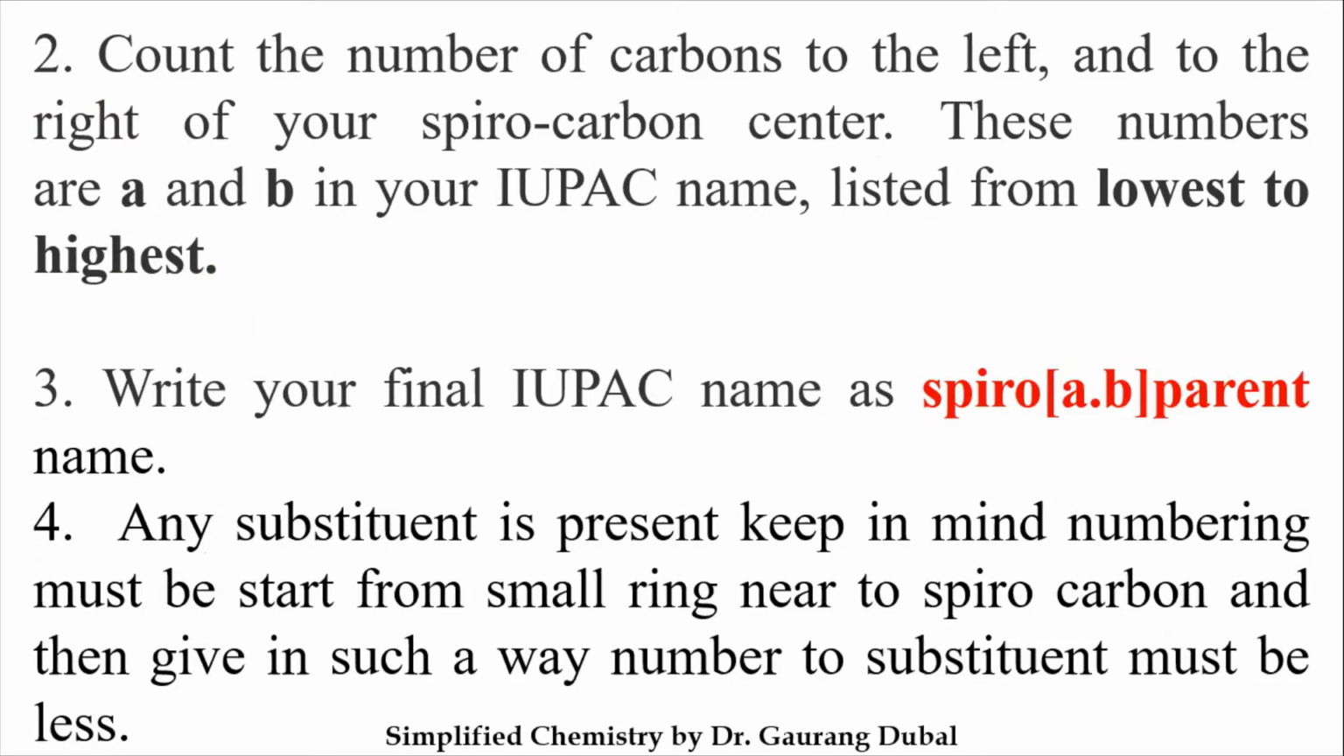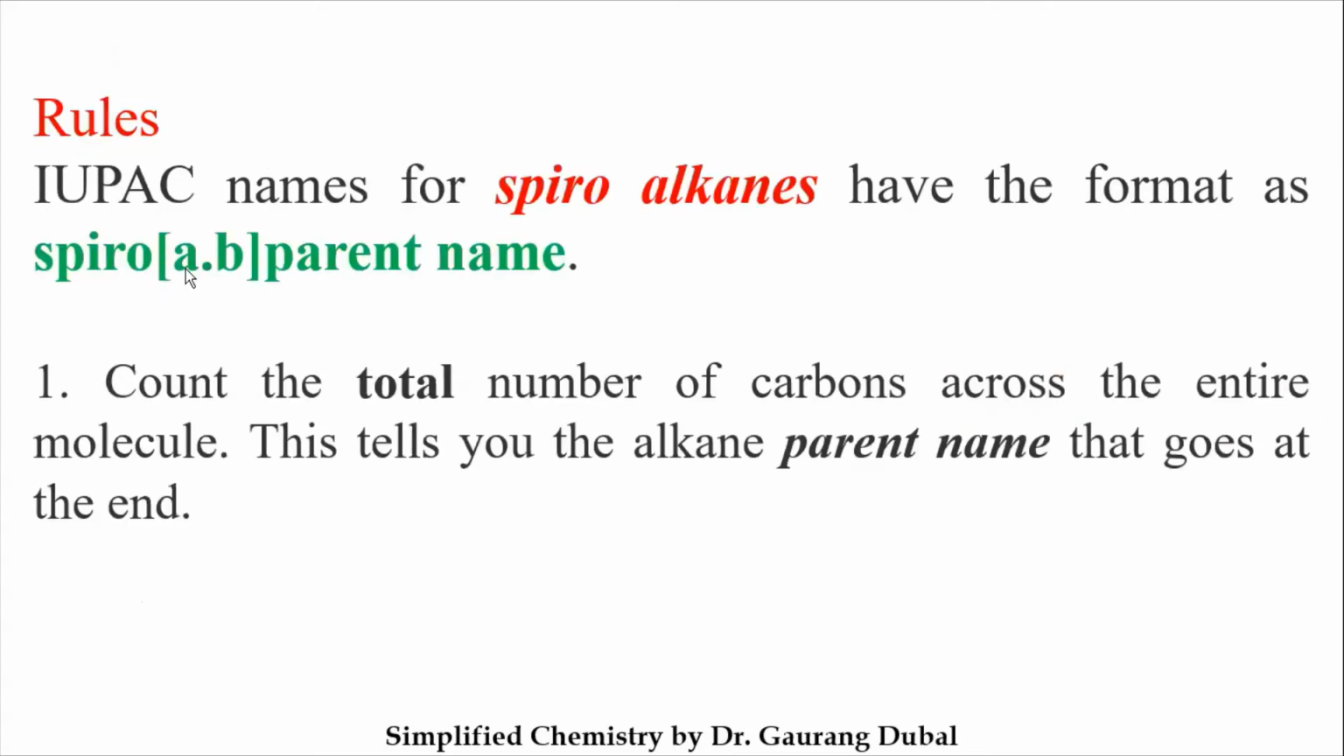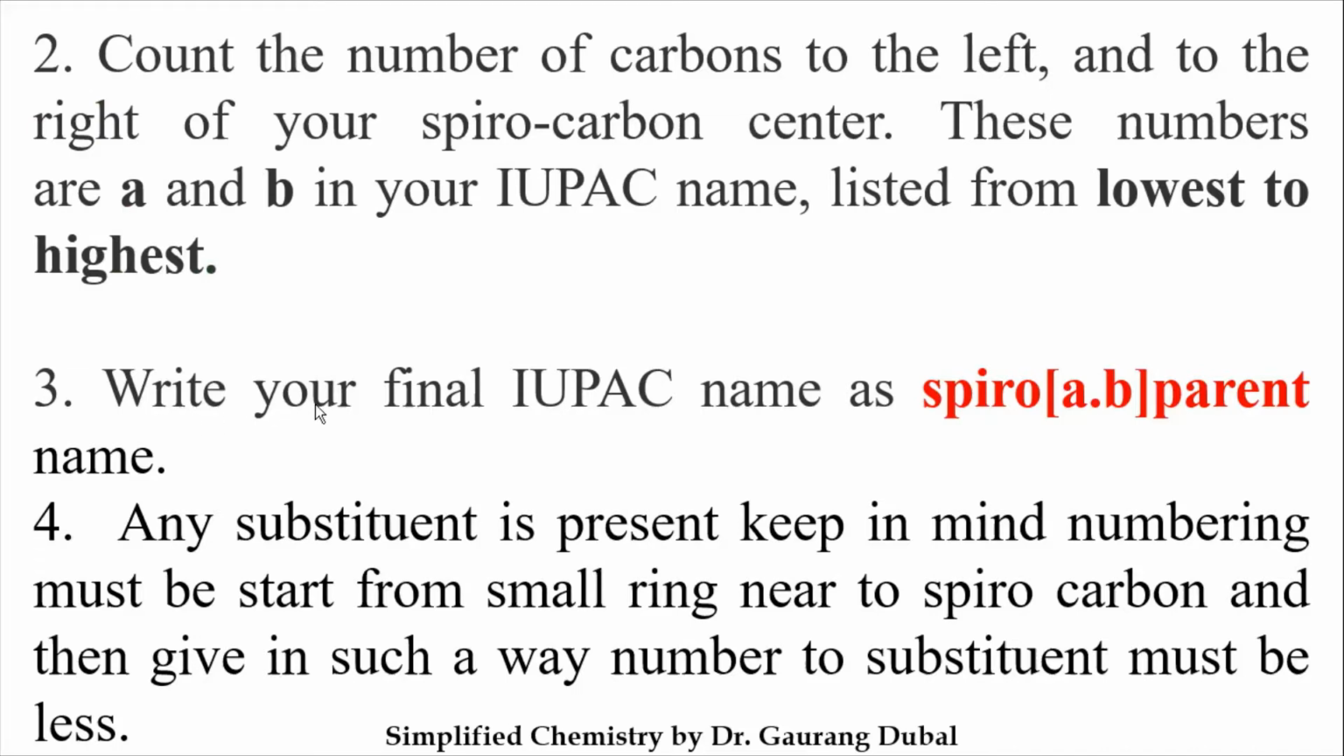Now a question may arise in your mind, which one should be called A and which one B. So always write from lowest to highest, meaning A will always be the lowest digit, whether it is on the left side or the right side. So A and B are the digits from both sides, excluding the spirocenter. The lower digit you write as A and the higher digit as B. Then write your final IUPAC name as spiro, then the smaller digit A, then B, and then the parent alkane name.